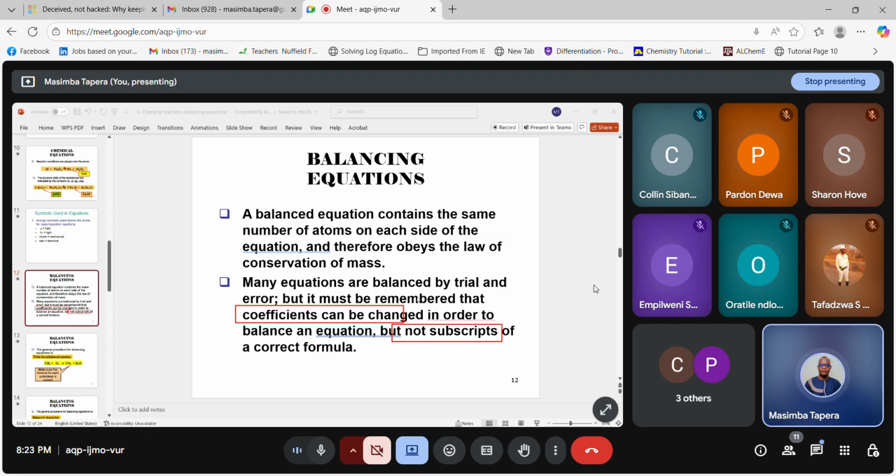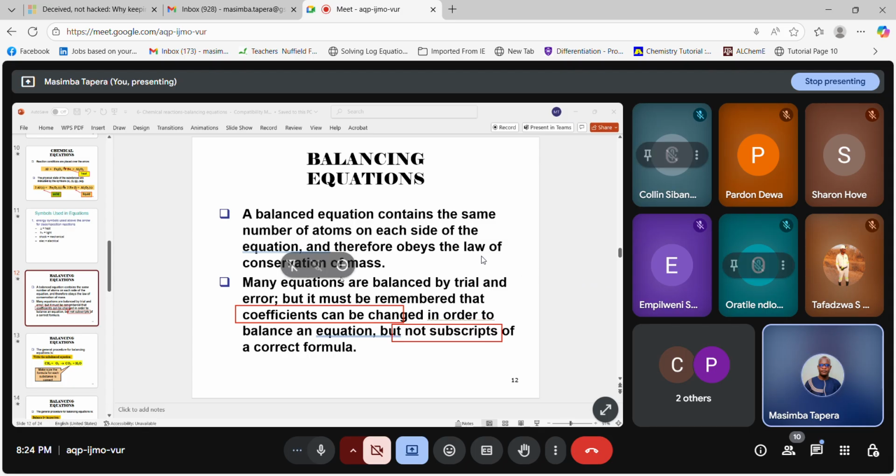But it is also important to note that the subscripts put on the formula are not supposed to be changed. For example, the formula of carbon dioxide is CO2. The small 2 that you see on the carbon dioxide must not be changed, because the moment you change that, you are changing the formula of the compound. We have different subscripts on chemical equations, but in most cases those subscripts represent the formula of the compound. What we have to change is the coefficient, the number which is put before the formula of the compound.